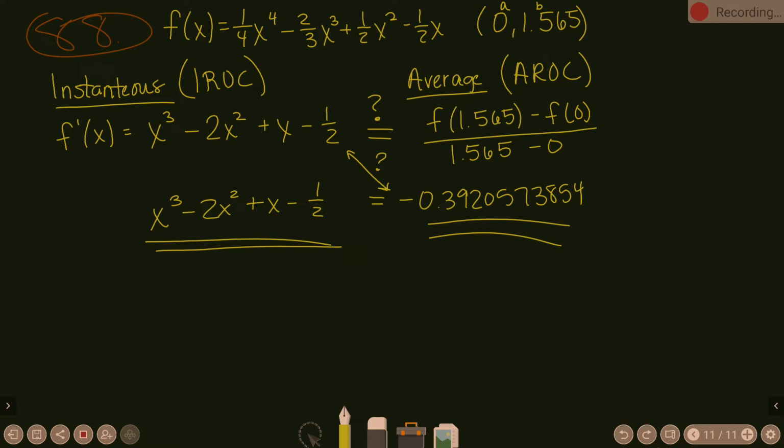So I'm going to type in negative 0.39205 73854. That's going to bug me. I can't remember a better way to do that.